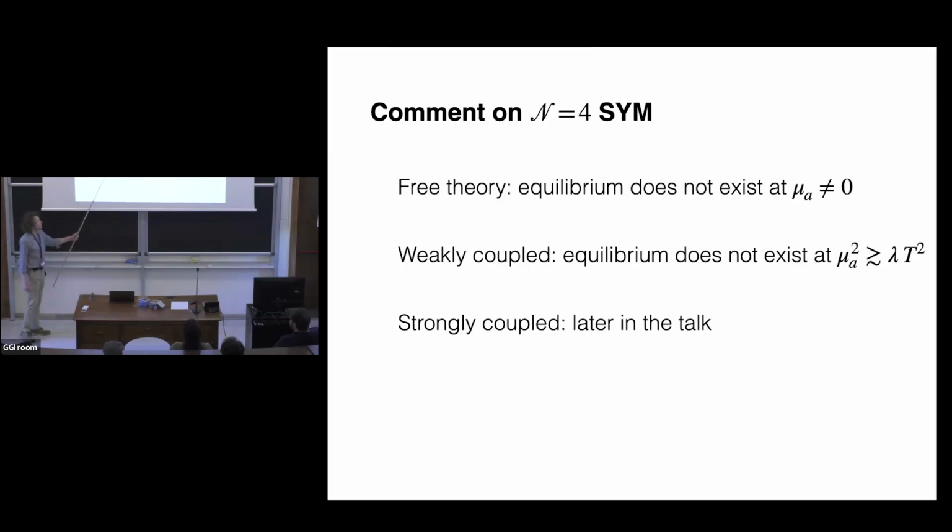If the theory is weakly coupled, then the interactions will generate a little bit of thermal mass. Then the equilibrium will not exist if the chemical potential is sufficiently large. Here lambda is the coupling strength of the theory. And what happens at strong coupling, what is the fate of N=4 super Yang-Mills at strong coupling? This is a little bit of a murky business, at strong coupling and at finite charge density.